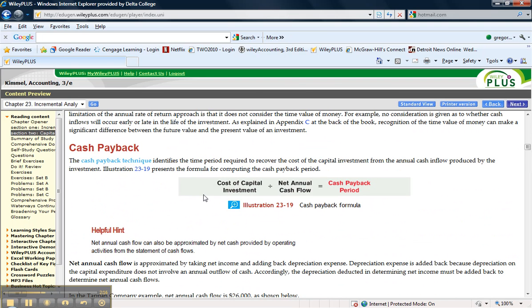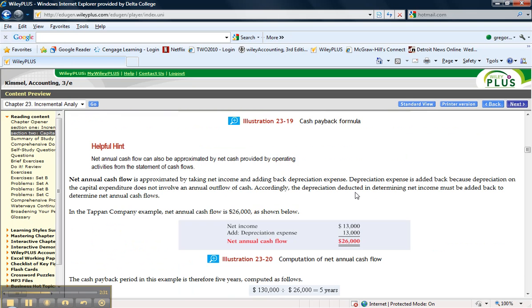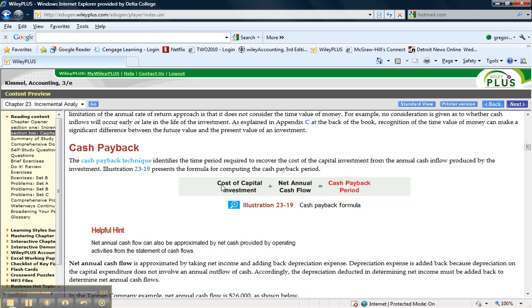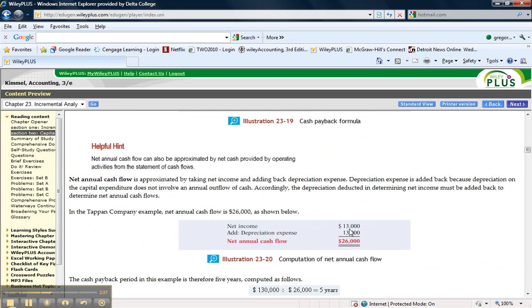The next method is the cash payback method. This method is simply trying to figure out how long it will take a company to get its money back. So you take the cost of the investment and you divide it by its net annual cash flow to figure out a payback period in years typically. The key here is it says net annual cash flow, not net income. So you have to take net income and add back any non-cash expenses, the most common of which is depreciation expense that might be included in this net income number that you get as part of your problem data.